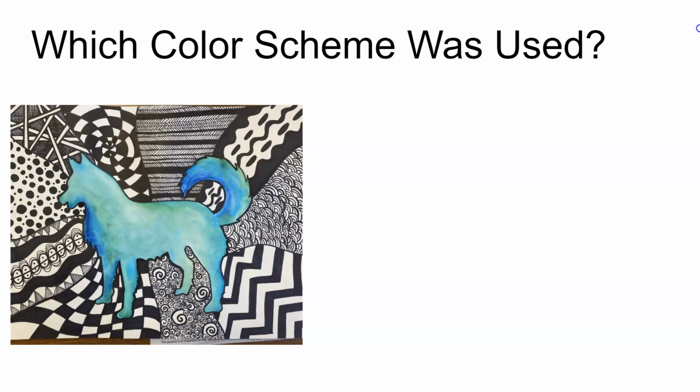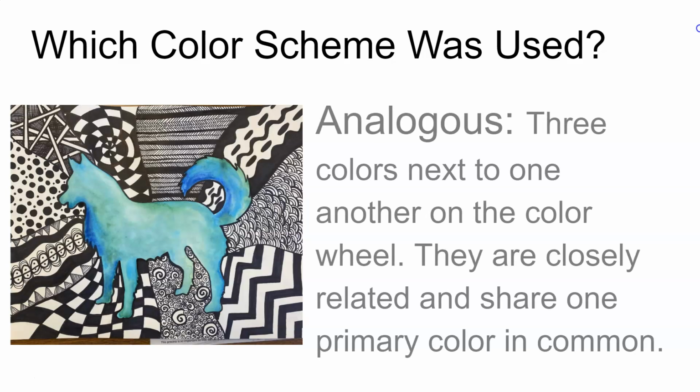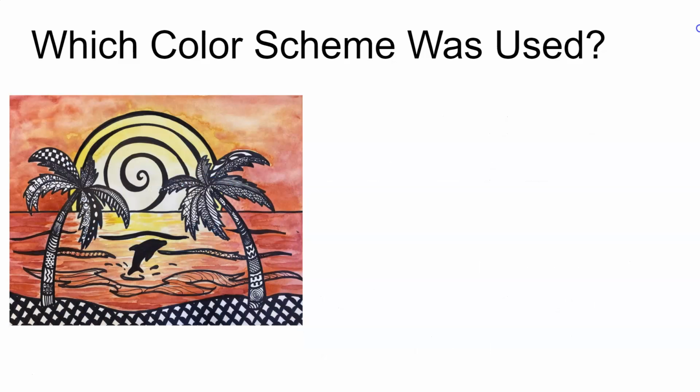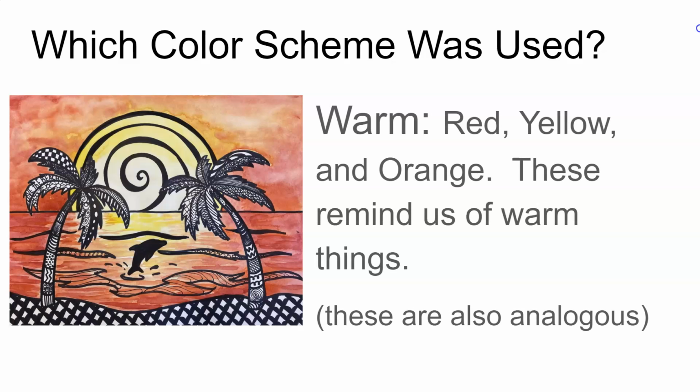All right, so here we have blue, blue-green, and green. Which color scheme was used here? This is an analogous color scheme because these are three colors that are next to each other on the color wheel. And in this one, we have red, orange, and yellow. Which color scheme was used here? These are the warm colors, right? They will probably remind you of warm things. And red, orange, and yellow, the warm colors, are also analogous since they are also neighbors on the color wheel.